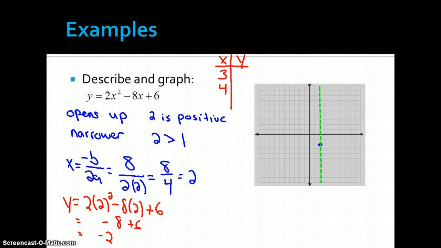So when we have 3 squared, that's 9. 9 times 2 is 18. 18 minus 24 is negative 6 plus 6. We're going to get 0 there. So 3, 0 is right there. Let's try 4. 4 squared is 16 times 2 is 32. 8 times 4 is 32. Those become 0. We get 4 and 6. So 4 and 1, 2, 3, 4, 5, 6. So we have those 2 points.